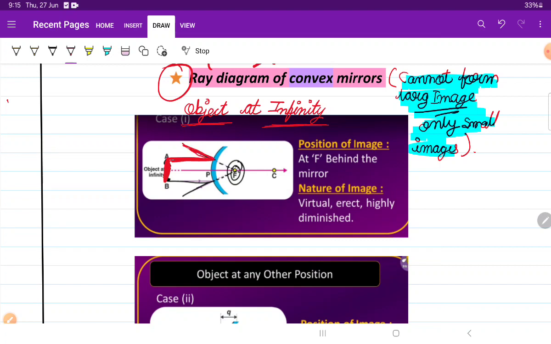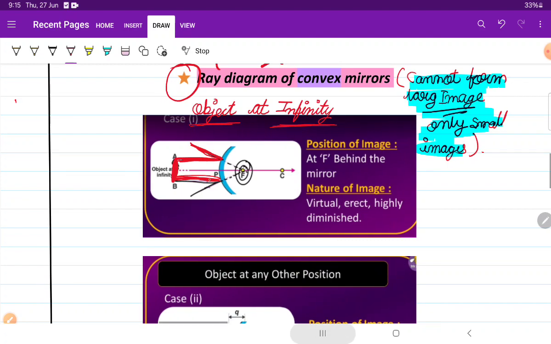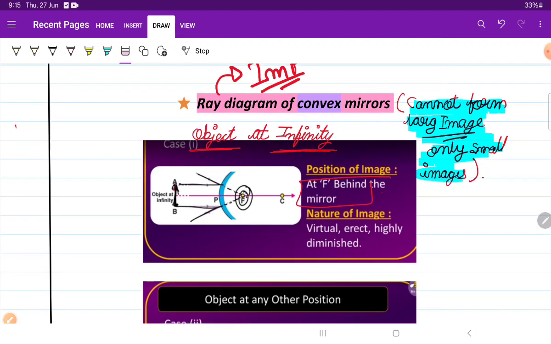It will be reflected back on the other side. This is also parallel to the principal axis, then it will be reflected back on the other side. If you make the imaginary reflected rays, they will be concentrated at the focus. So the image will be formed behind the mirror at the focus, not in front of the mirror, behind the mirror, not in front, behind the mirror.